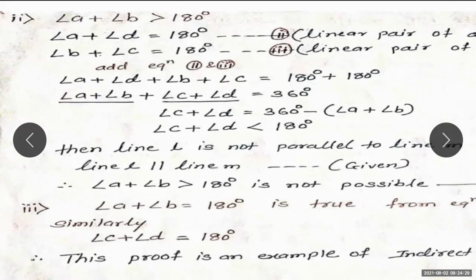And what I do here is that angle A plus angle B, this pair of angles, this group, I subtract from this 360. This 360 means 180 plus 180. We got 360 here. So here is the step: angle C plus angle D equals 360 degrees minus angle A plus angle B. This angle A plus angle B.